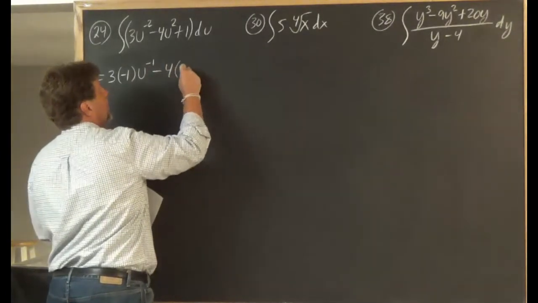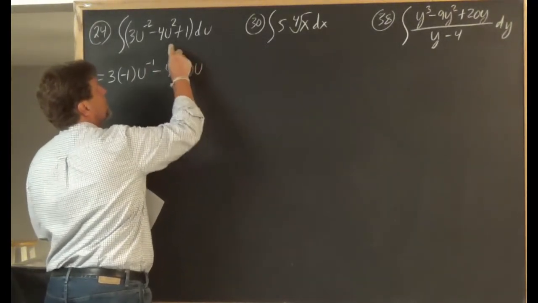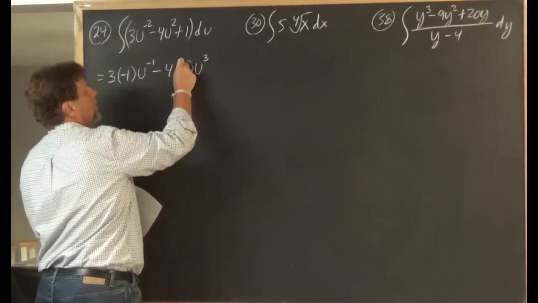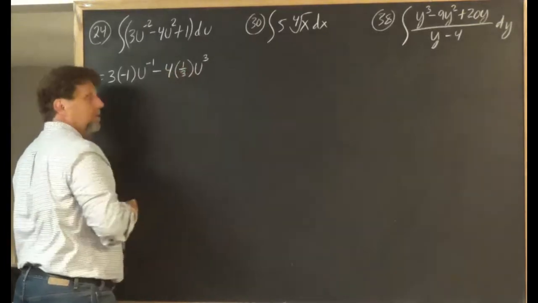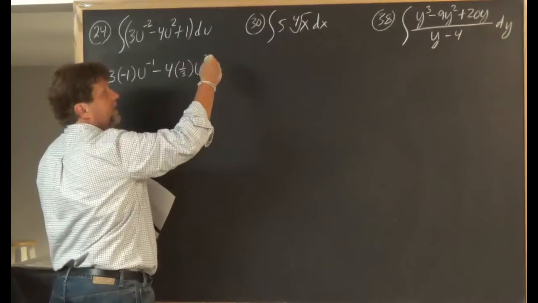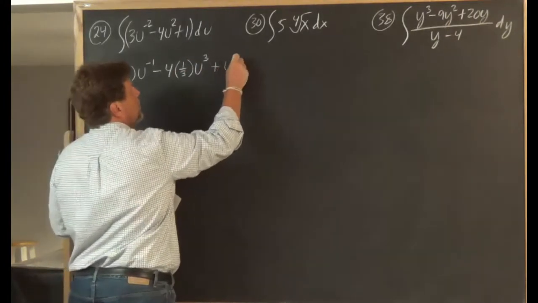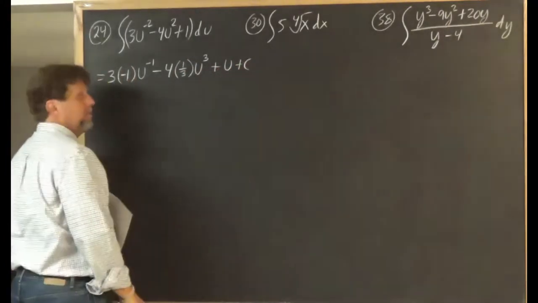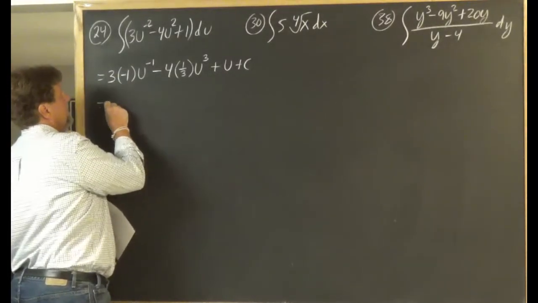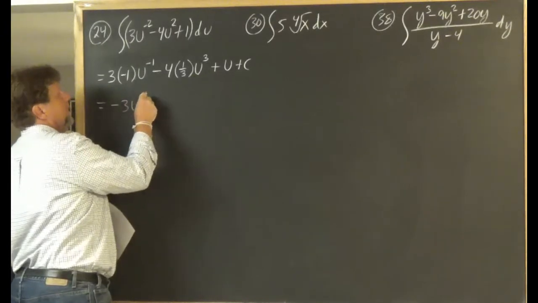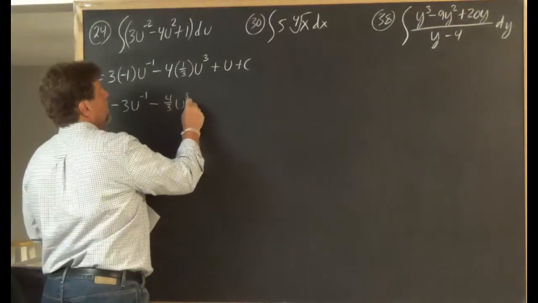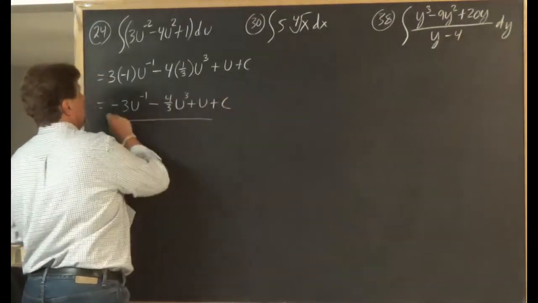Minus 4. Leave a little space. My new exponent, add 1. So that gives me a 3. The little multiplier in here is the reciprocal of the new exponent. And then the constant 1, well, the antiderivative of the constant 1 is just the u. And don't forget the plus c. And, you know, I suppose we could rewrite this as negative 3u to the negative first minus a 4/3 u cubed plus a u plus c.